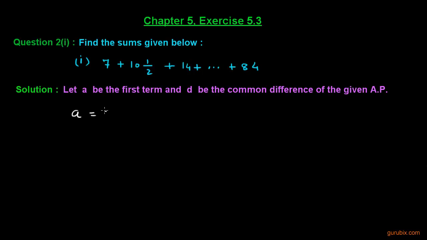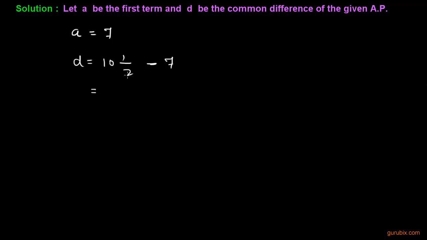So A is equal to 7, and we can find the common difference by subtracting the first term from the second term, which is 10 and 1 over 2, and the first term is 7. If we write it as 21 over 2 minus 7 over 1, this is equal to 7 over 2. Therefore the value of common difference is 7 over 2 and the first term is 7.